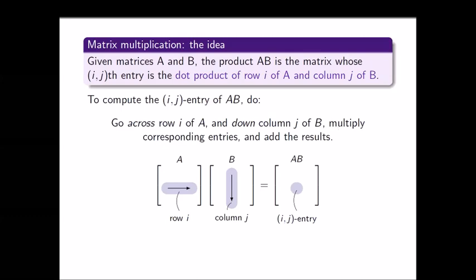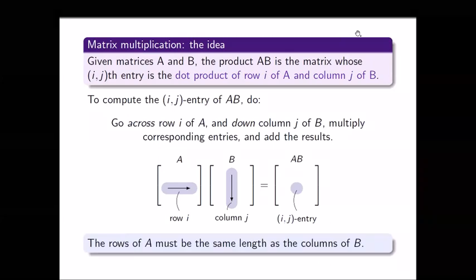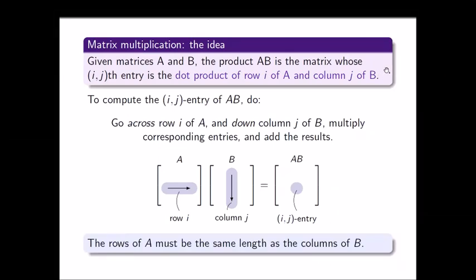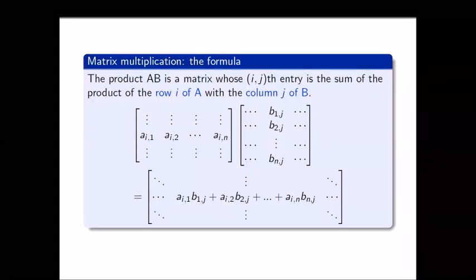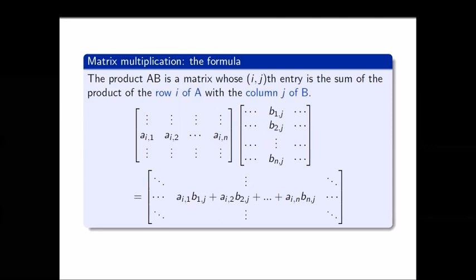It's very similar to how we multiplied a matrix and a vector. One thing to note is that the rows of A must be the same length as the columns of B. In other words, the width of the first matrix has to be the same as the height of the second matrix. If we look at the explicit formula, this is what it looks like.